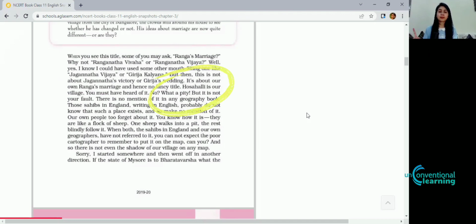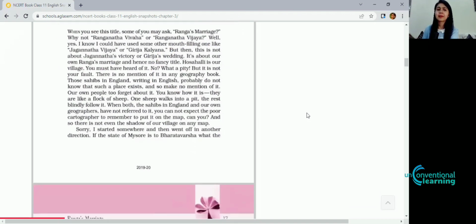Halli. So please remember that. Now, as we proceed further in the chapter, we see that he mentions a lot of things. Instead of Ranganatha Vijaya or Jagannatha Vijaya, we chose the simple title Ranga's marriage.